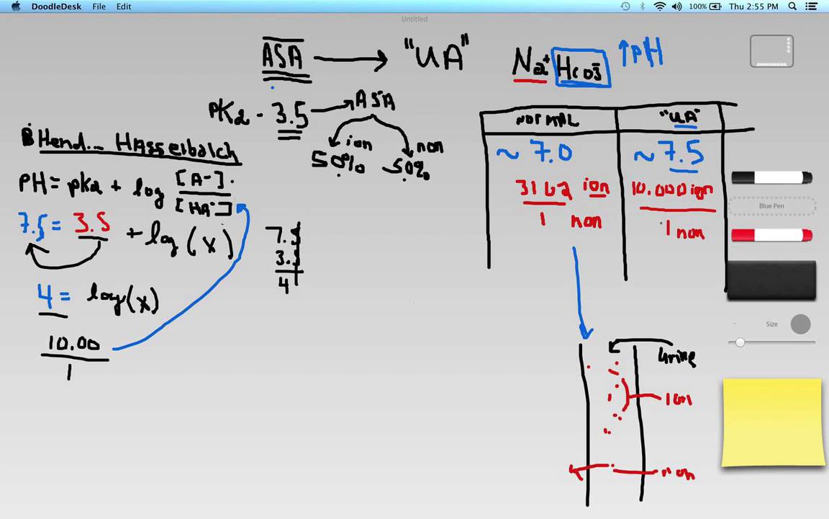And what does that mean? That means that these 10,000 parts are not going to be able to effectively cross the membrane back into the body, right? It's going to be trapped. I'm going to have ion trapping in the urine, and assuming that my potassium levels are okay, that I'm hydrated, and my kidneys are working, I will be able to flush that aspirin out. I will be able to eliminate significantly more aspirin if my urinary pH is 7.5 versus my urinary pH being 7.